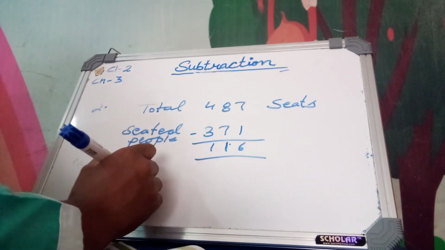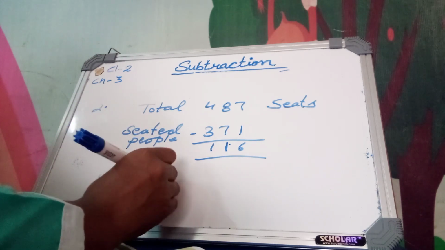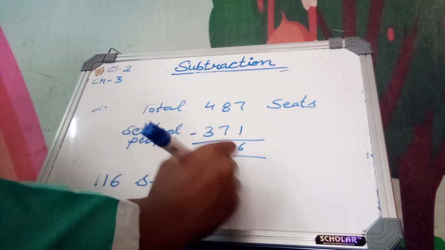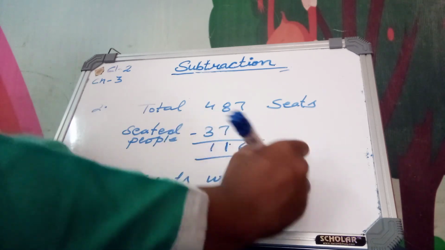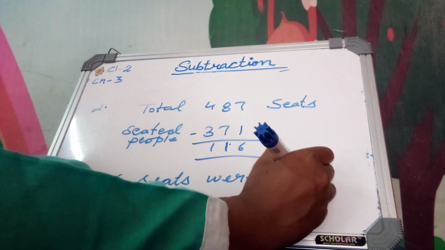116 seats were vacant. Vacant means khali. Okay.